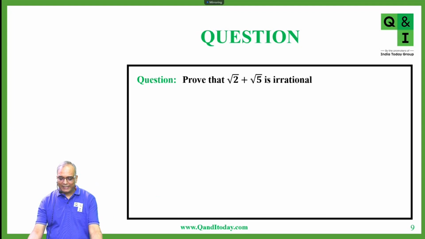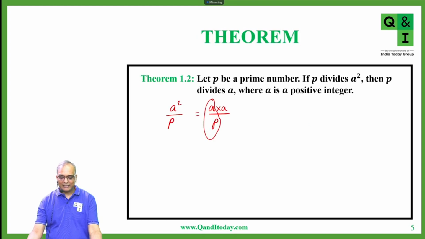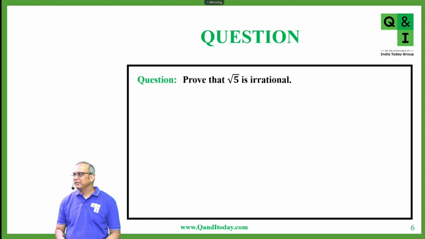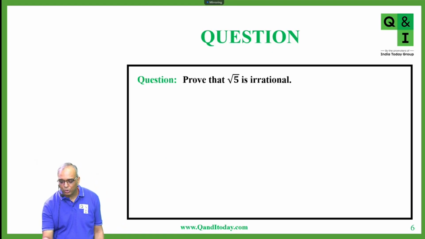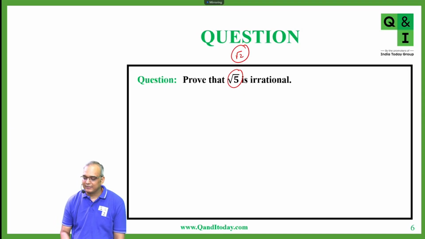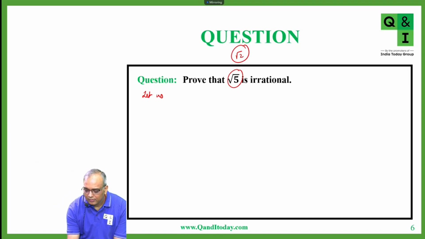So before I attempt this question, let me prove how root 2 is irrational. In fact, at the start of the class also we did it for root 5. So let me do it for root 2 here. So let's say we had to prove root 2 to be irrational. So in this, what we do? So let us assume that root 2 is rational.